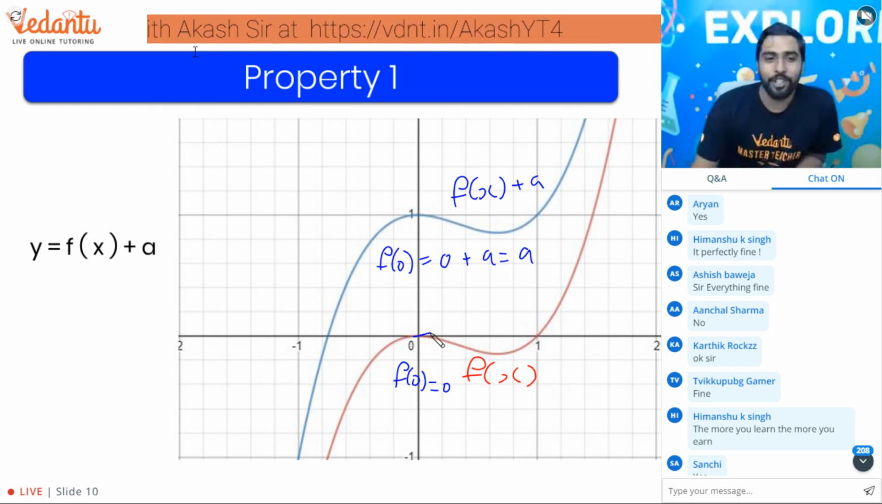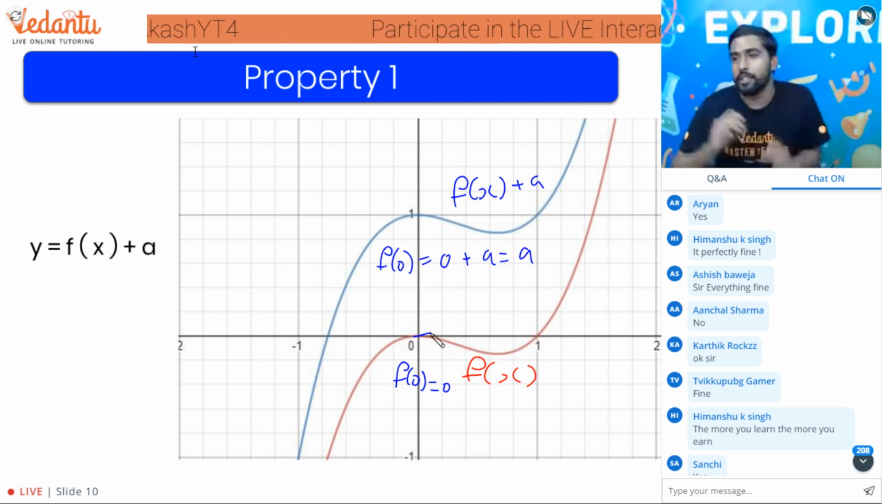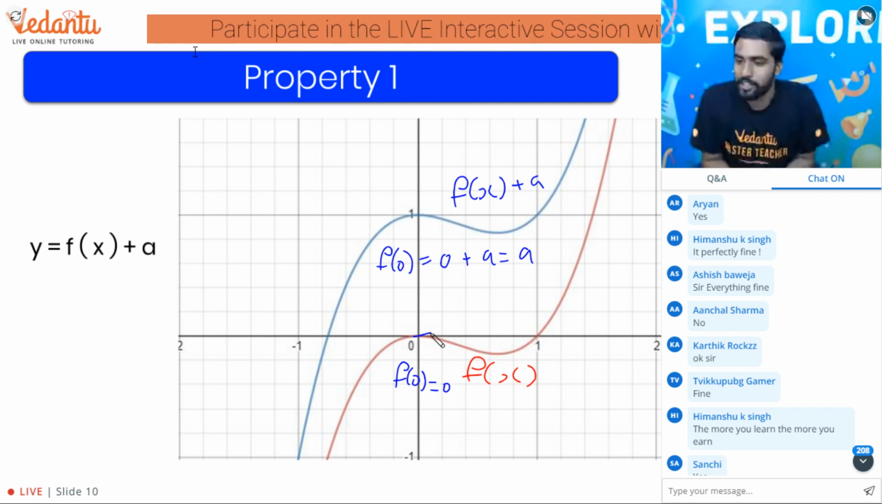This is the graph of cos x. Come on guys, you only have to check at 0 what is the value. At 0 you should have value 1. Cos 0 is 1. That is the only thing you have to check.